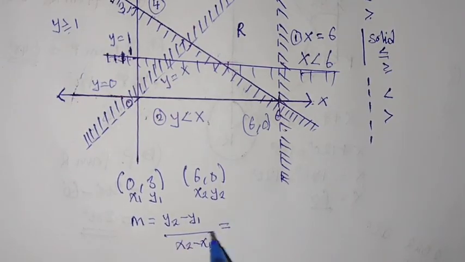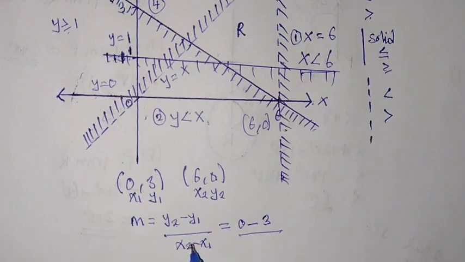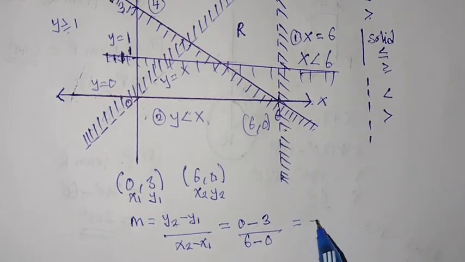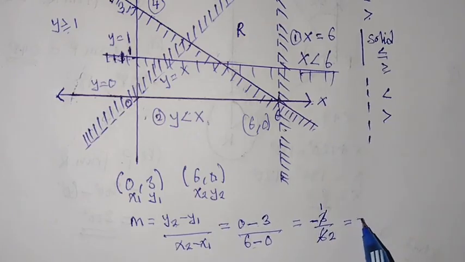So our y2 is a 0 right here. Our y1 is a 3, over our x2, which is a 6, minus our x1, which is a 0. So 0 minus 3 is negative 3, over 6 minus 0, which is 6. 3 into 6 is 2. There is a negative here, so we have negative half. So this is our gradient.